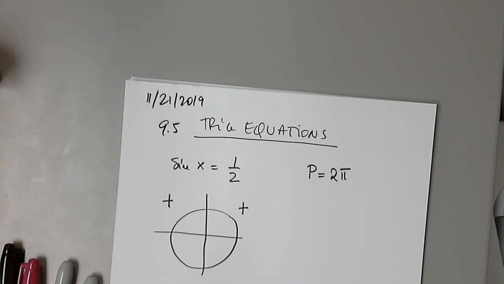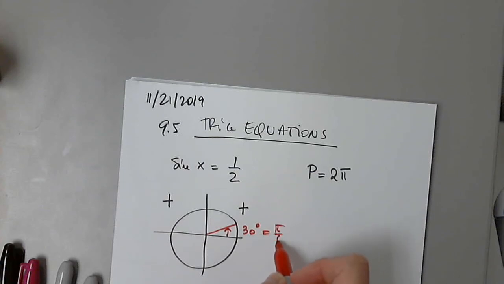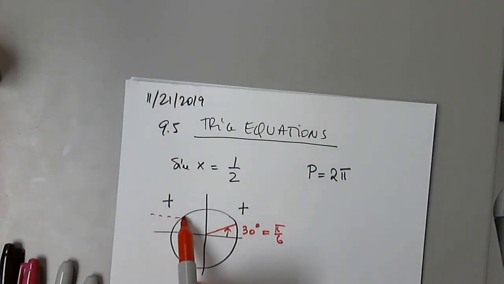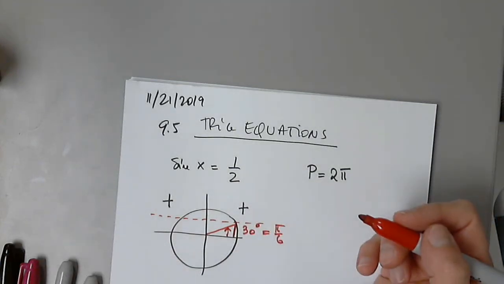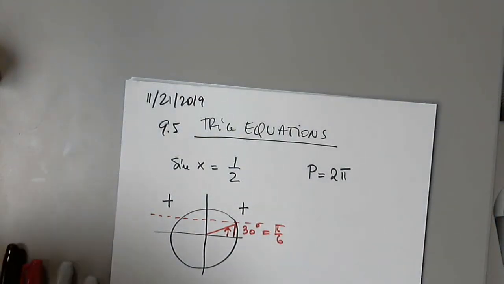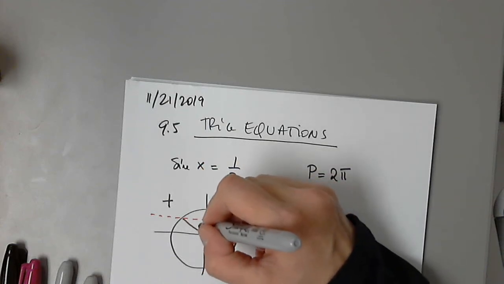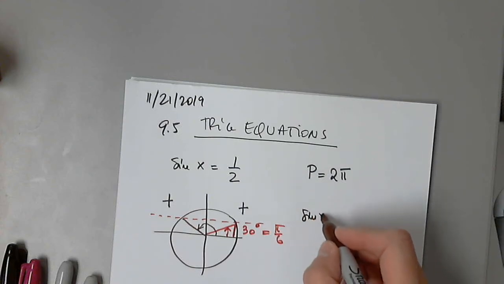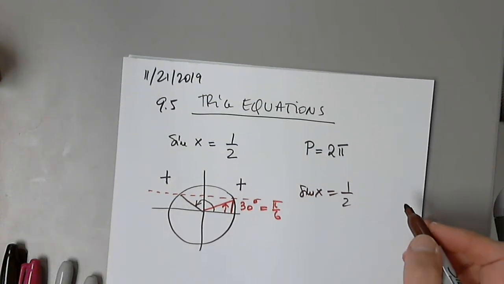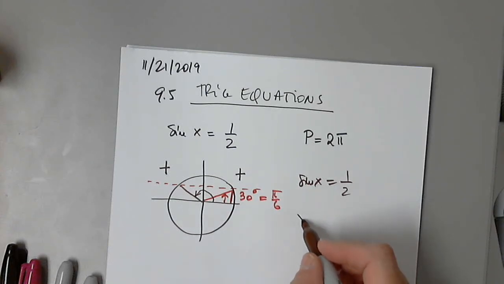One angle, which I know has to be 30 degrees, or pi over 6, at the same height with the same 1/2. There is another angle that has its terminal side in the second quadrant. So solving the equation sine x equals 1/2 gives us at least 2 different angles.